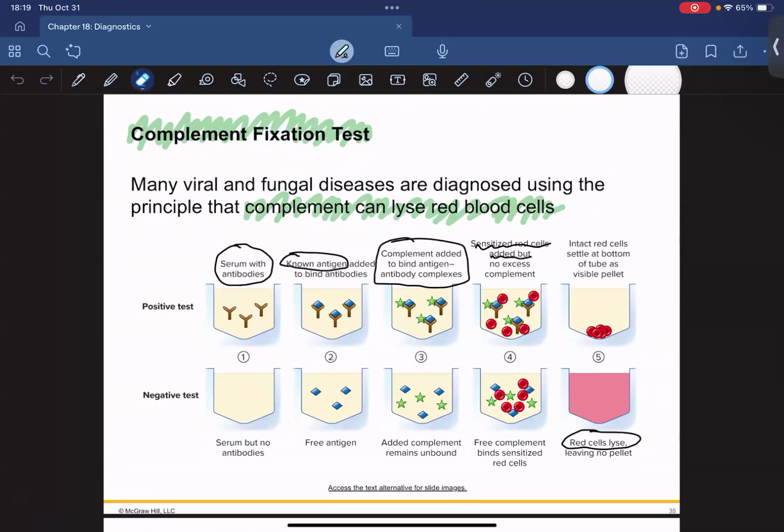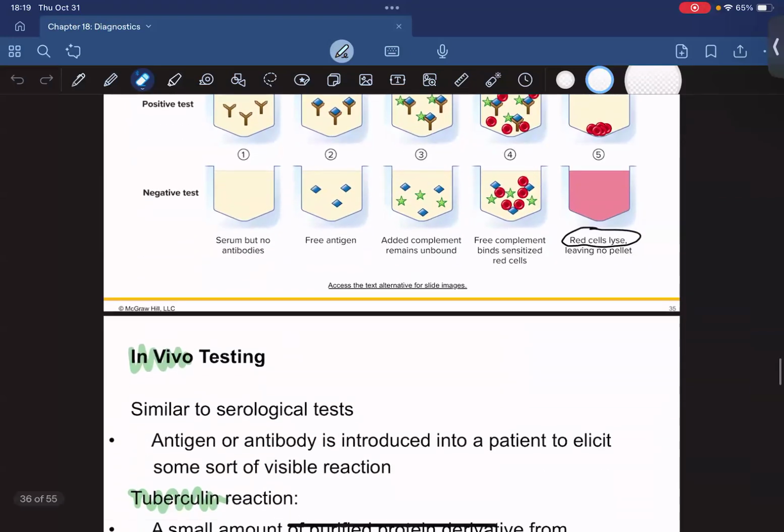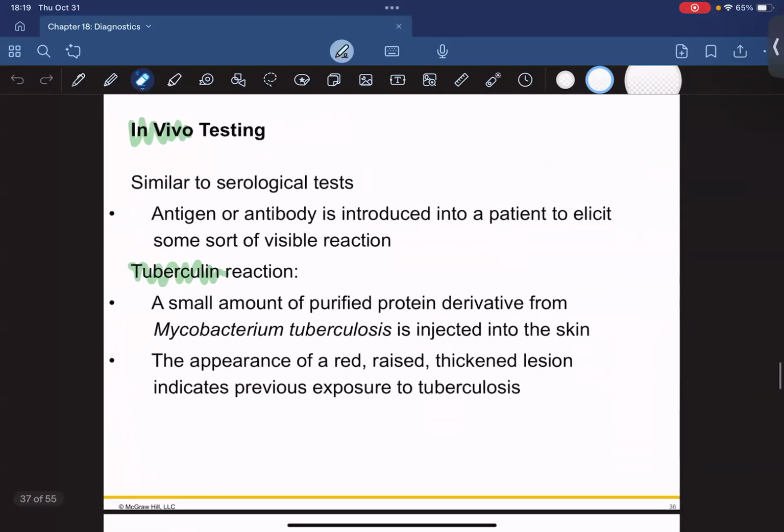Next is complement fixation. This is literally going off the concept that you have the classical pathway of complement, where your antibodies bind to something and that activates your complement cascade. That's all this is based off of. I don't want to go over these because I'm not going to ask you about the exact steps involved. Just know, for your purposes, that when we're using complement to test, it's based on that principle of activating the complement cascade with antibody, the classical pathway.